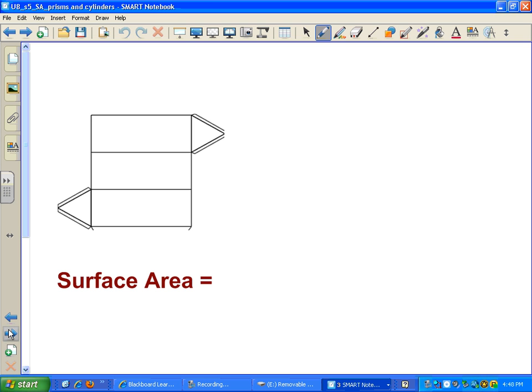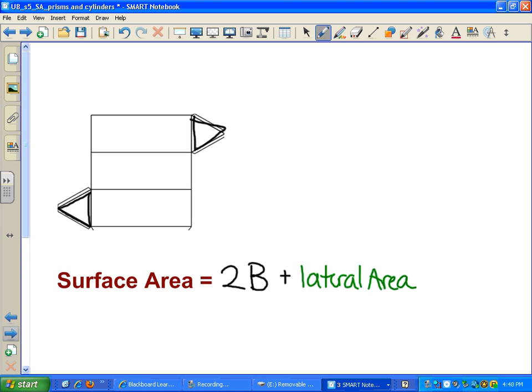If I want to find the surface area of a prism, I notice that I have two of the same base. So to find the surface area, I'm going to take 2 times the B. Notice I use a capital B because that's the area of the base. Plus, we're going to say the lateral area, which are all the non-base faces.